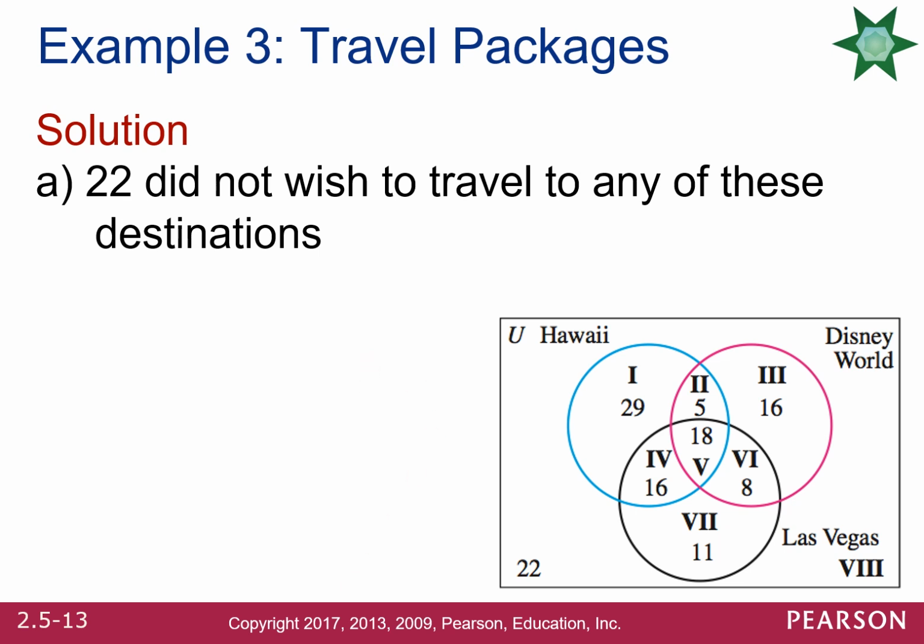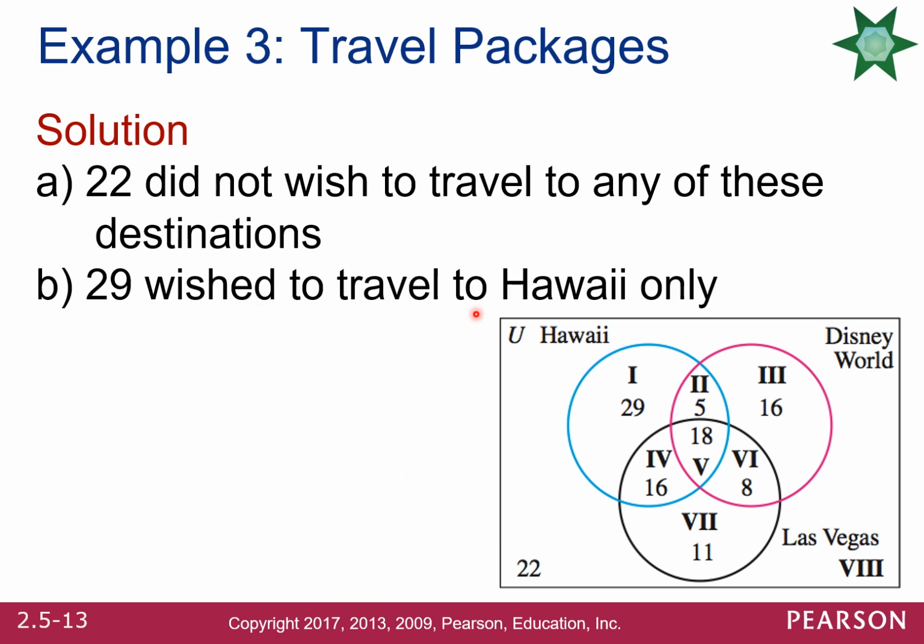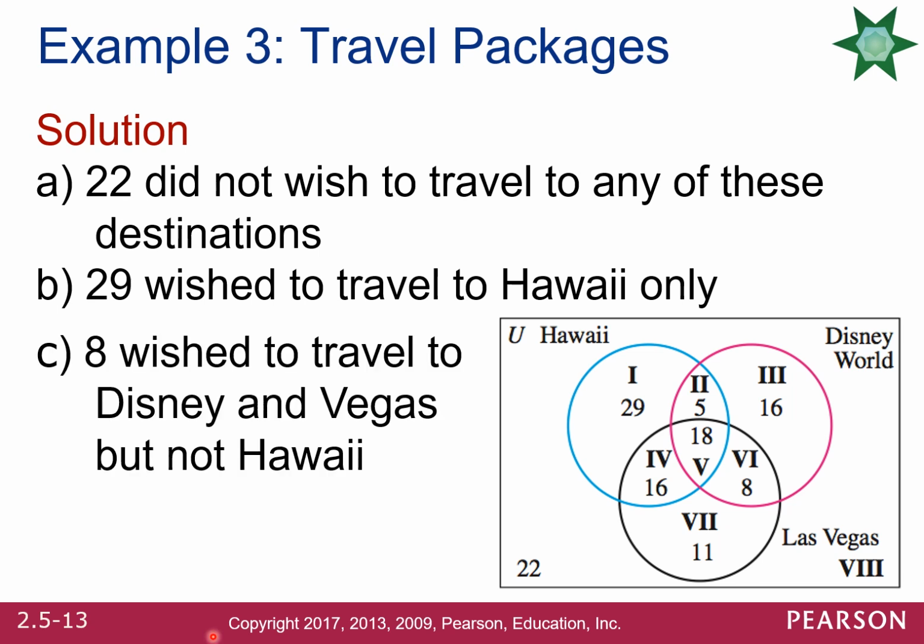That's all. The next one says 29 wish to travel to Hawaii only. The question, part B, was how many wish to travel to Hawaii only? You have to take the information from region 1. Region 1 represents the number of people who wanted to go to Hawaii only. And then, what was the next one? 8 wish to travel to Disney and Vegas, but not Hawaii. I don't remember exactly; it was a few slides back. The question was, how many wish to travel to Disney and Vegas, but not Hawaii?